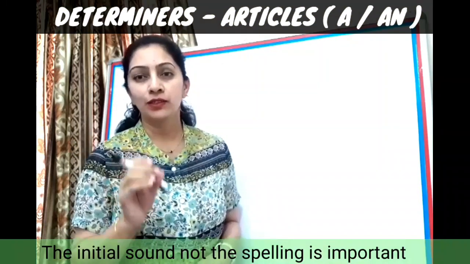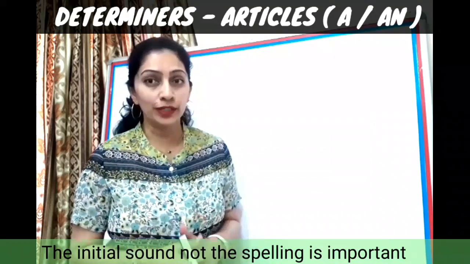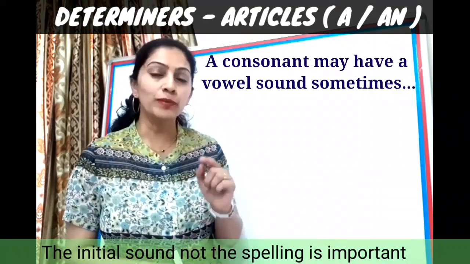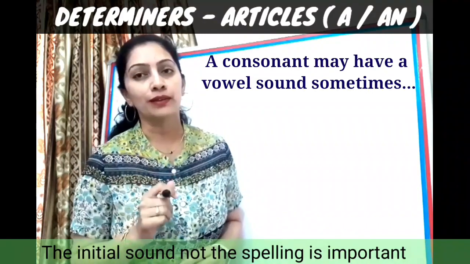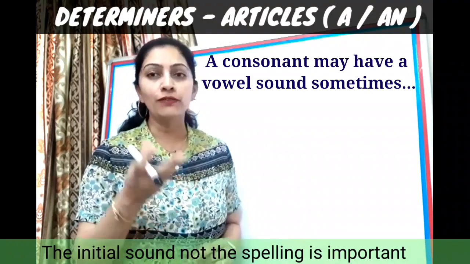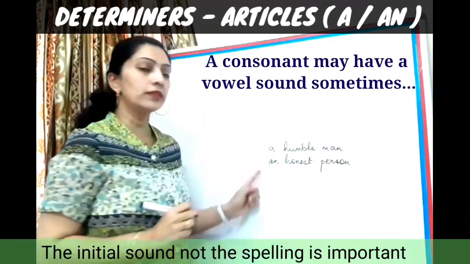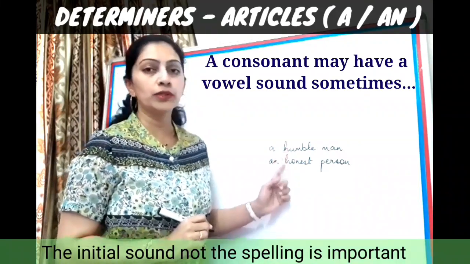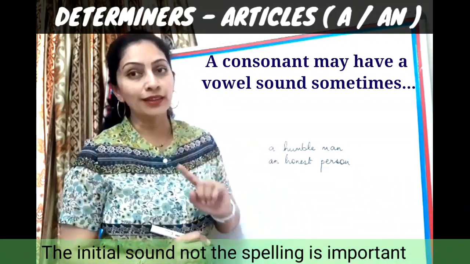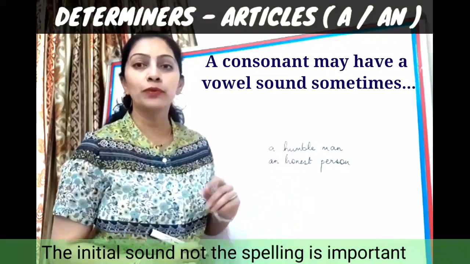Children, the concept of using a or an completely depends on the starting sound that I have already told you. So you have to make sure that you do not look at the alphabet, look at its sound. Sometimes you have a consonant alphabet but a vowel sound. What is the difference between the two? Now if you look at the next word, you will see that both start with H. Do not get confused with the alphabet. Look at how the word is pronounced.